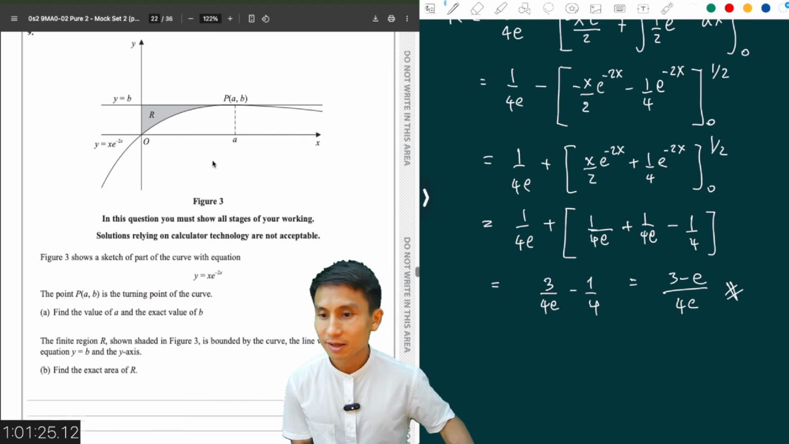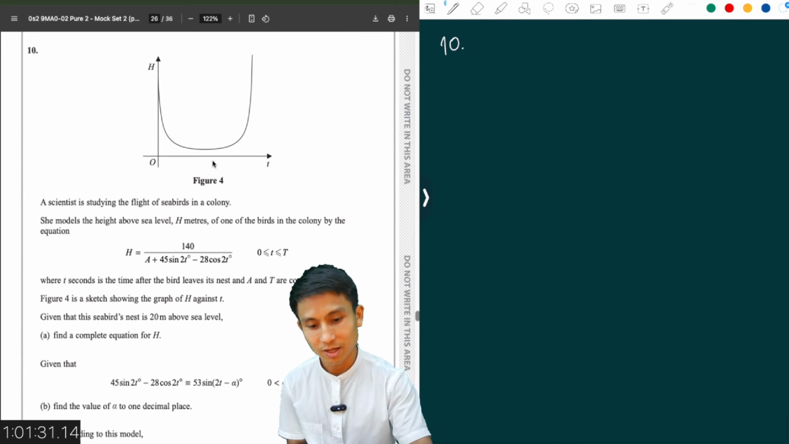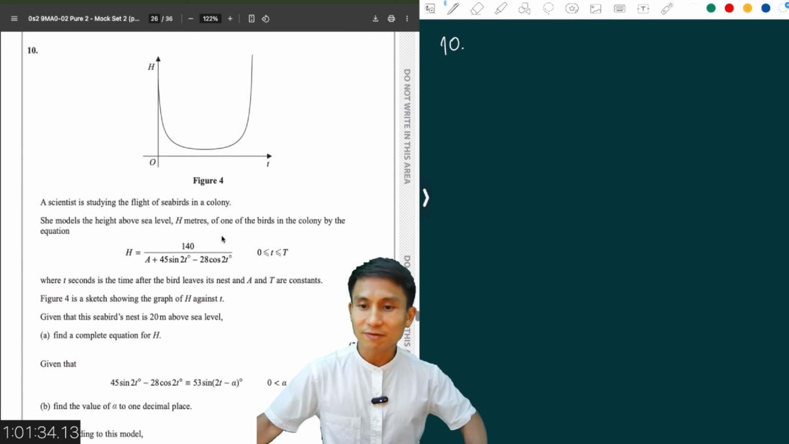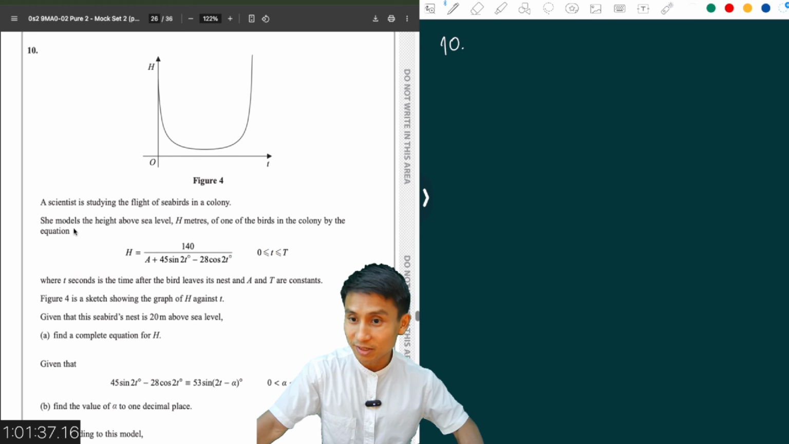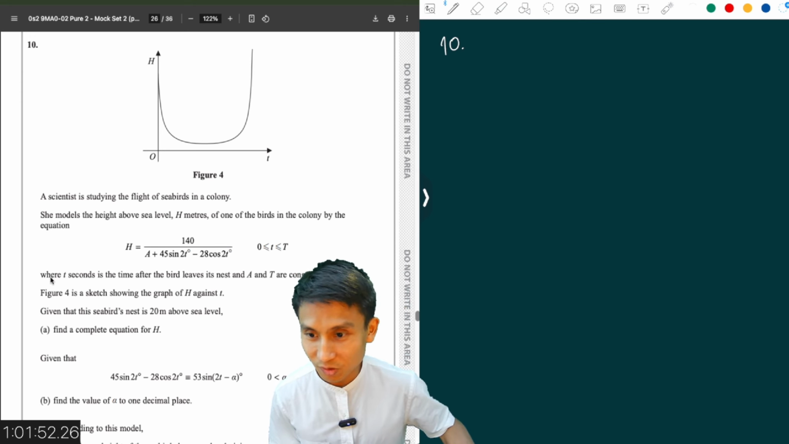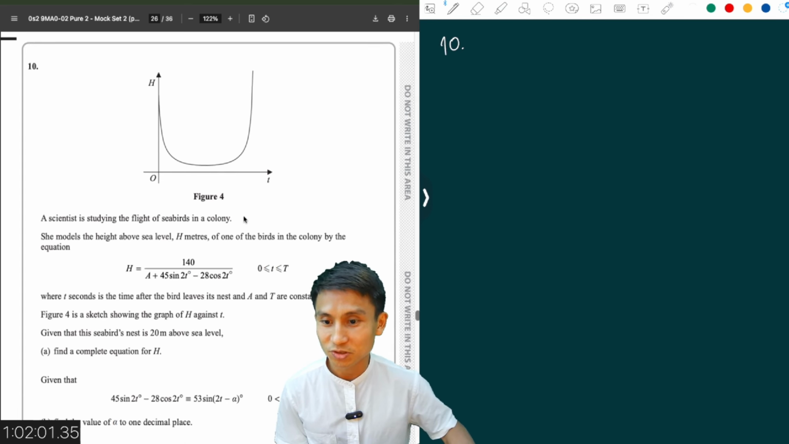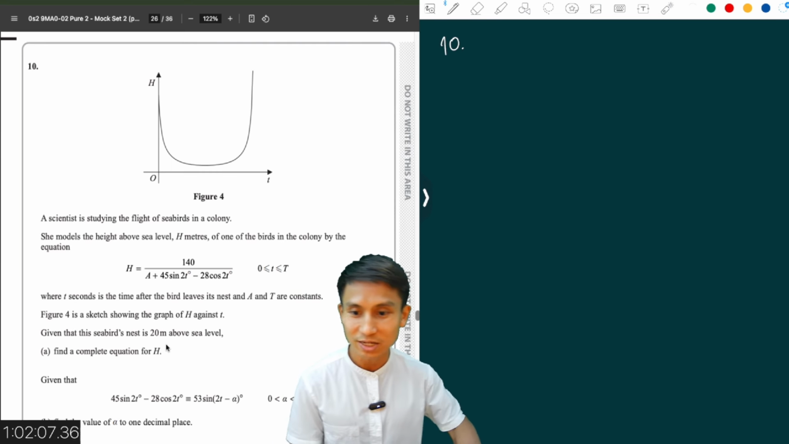Okay, just checking. Next question, number 10. A scientist is studying the flight of seabirds in a colony. She models the height above the sea level, h meters, of one of the birds in a colony by the equation. Okay, this is trig harmonic, right? Where t seconds is the time after the bird leaves its nest, and a and t are constants. Figure 4 shows the sketch of the graph of h against t. Given that this seabird's nest is 20 meters above the sea level.